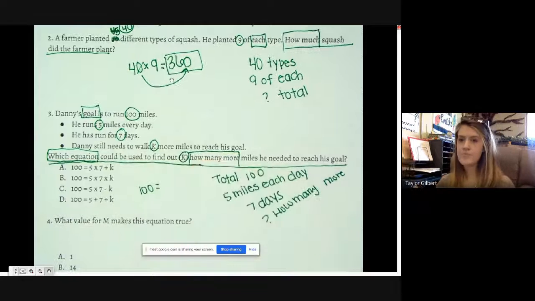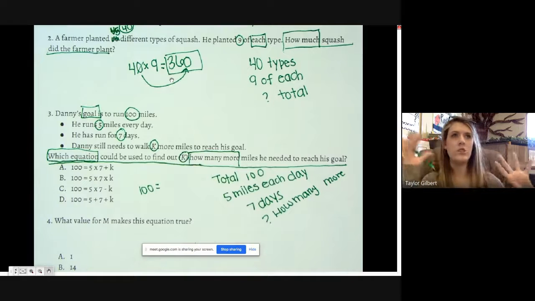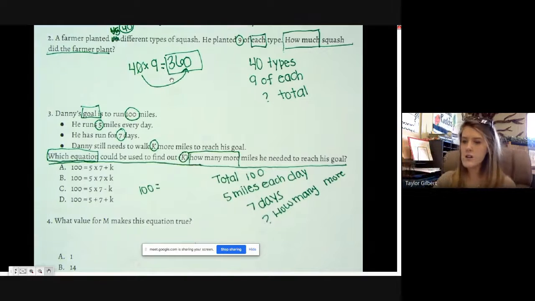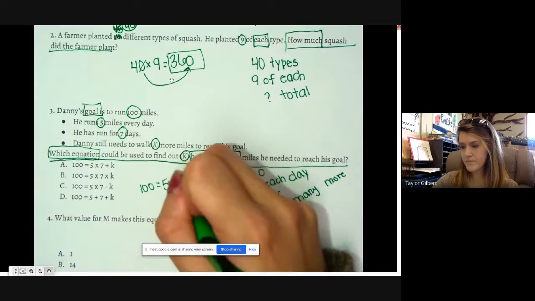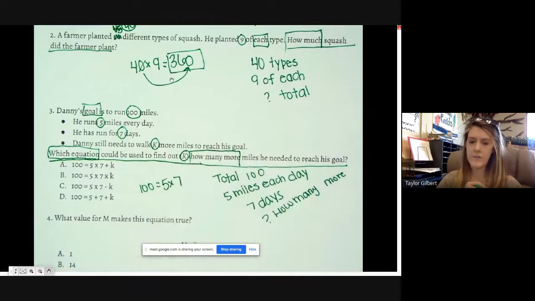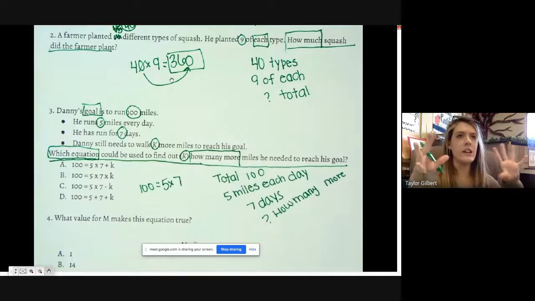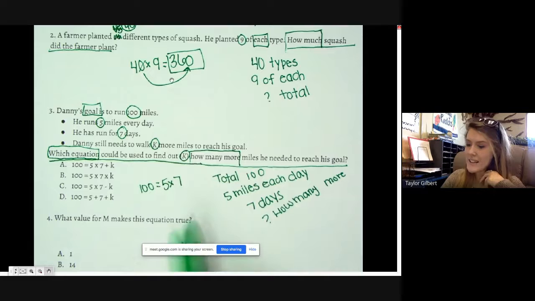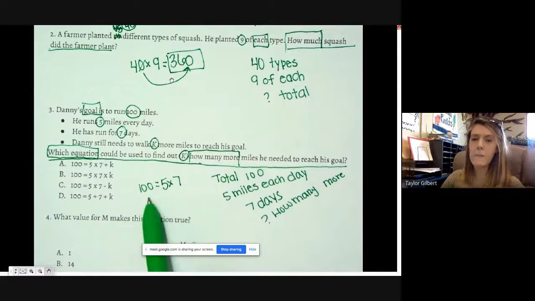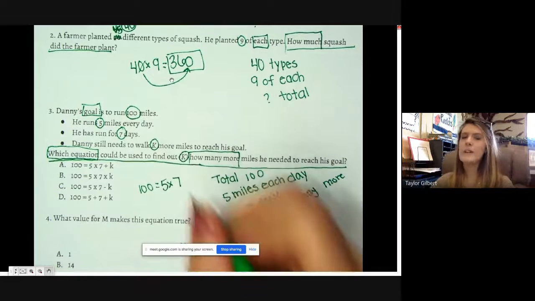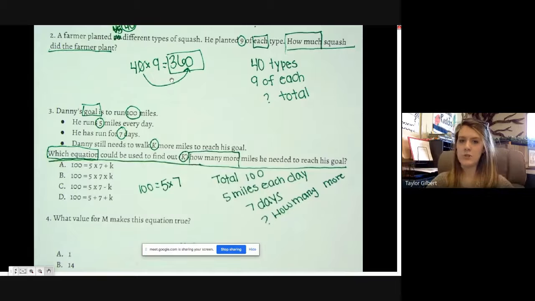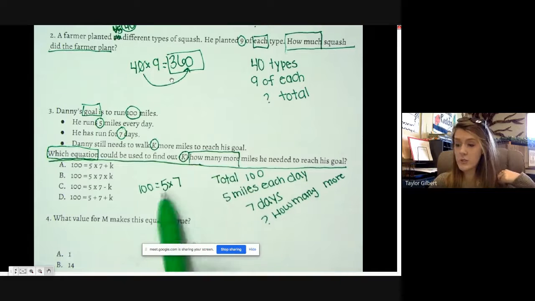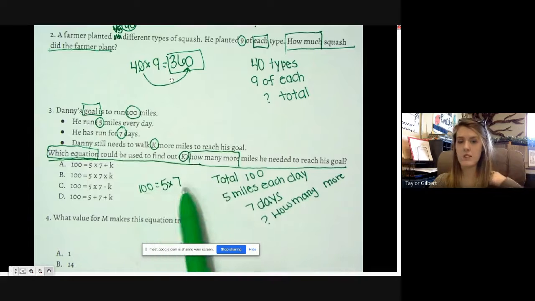He runs 5 miles each day for 7 days. What do you think I have to do? We need to find the total number of miles he's run so far. I think we need to multiply. 5 times 7 is 35. So he's already run 35 miles. He needs to get to 100. How many more? Remember, I've said before, how many more means we need to subtract. To solve this, you would do 100 minus 35.